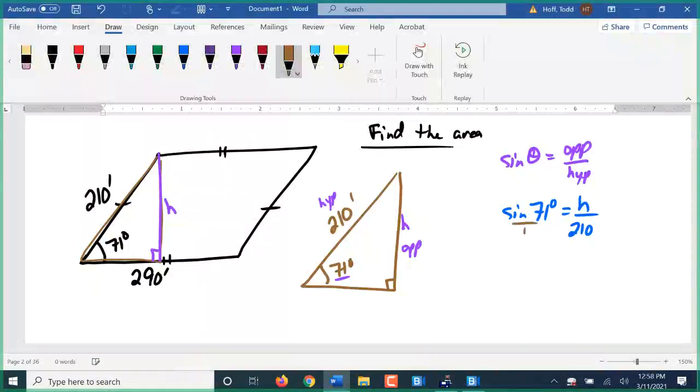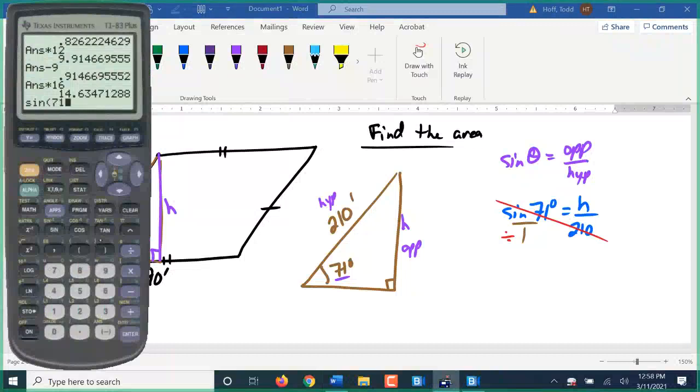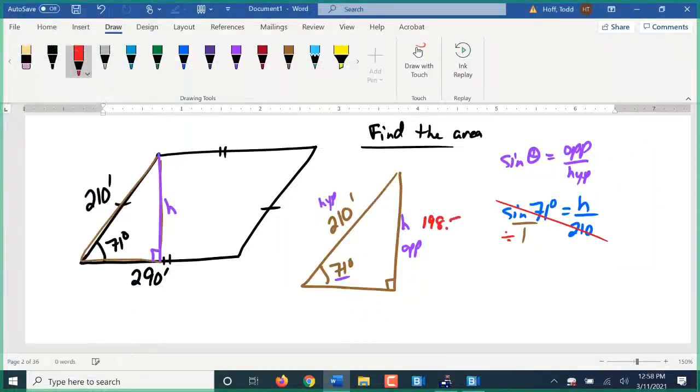And we'll make that a proportion and cross multiply and divide. So sine 71 times 210. And we don't have to divide by 1 because it's not going to change anything. That's 198.559 feet.